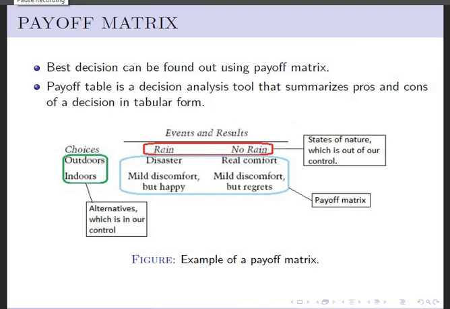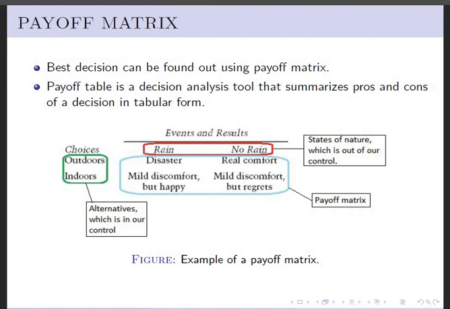A tabular arrangement of payoff values is known as a payoff matrix. The role of the payoff matrix is to summarize the pros and cons of a decision in a tabular form. For example, here in this table, our options are to stay indoors or outdoors, and the states of nature are rain or no rain. If you are outside and it's raining, it would be a disaster compared to no rain, which would be a real comfort.